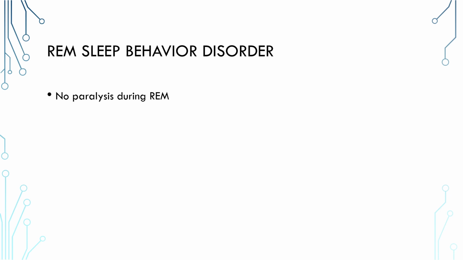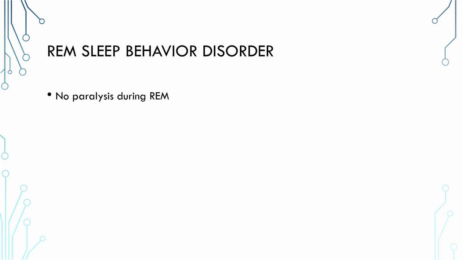Now we have REM sleep behavior disorder. This basically is related to no paralysis during REM sleep. So if you think about REM sleep, that is the time in which you are dreaming. That is the time in which you are not actually seeing things. There's no activity in V1 of your brain, so you're not getting any visual input, but you are seeing things or having visual hallucinations in your brain. You're having activity in V2.